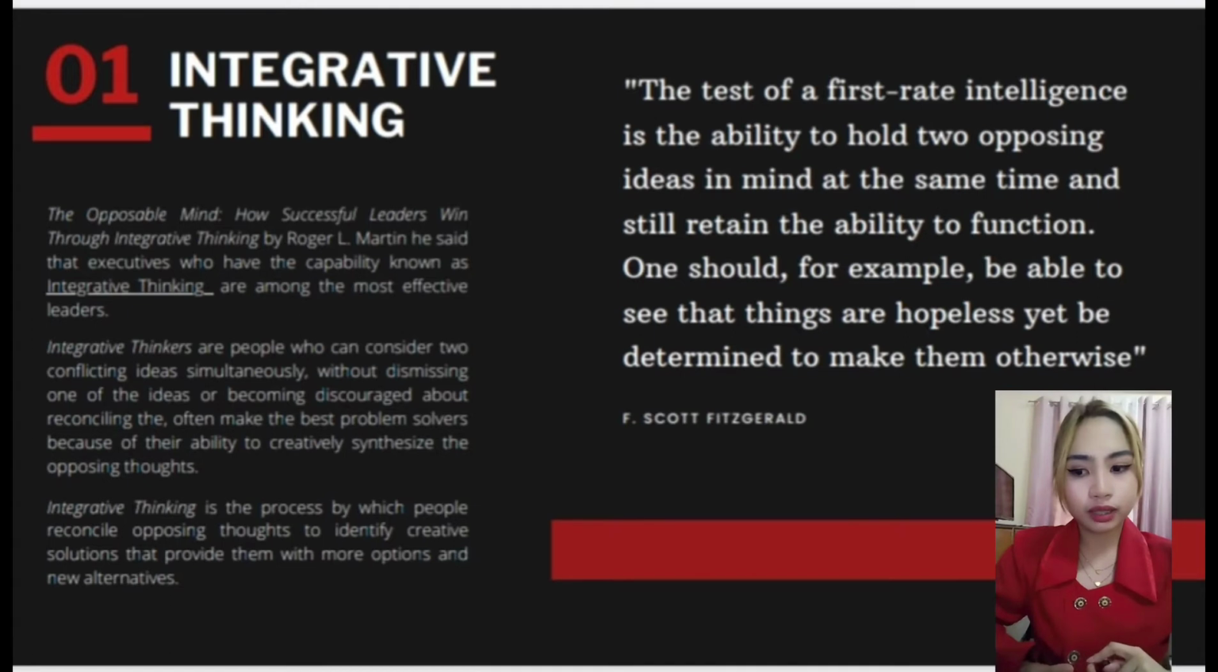The first one is integrative thinking. You can find this concept in Roger L. Martin's book entitled The Opposable Mind: How Successful Leaders Win Through Integrative Thinking. Well, F. Scott Fitzgerald quoted that the test of a first-rate intelligence is the ability to hold two opposing ideas at the same time and still retain the ability to function. One should, for example, be able to see that things are hopeless yet be determined to make them otherwise.